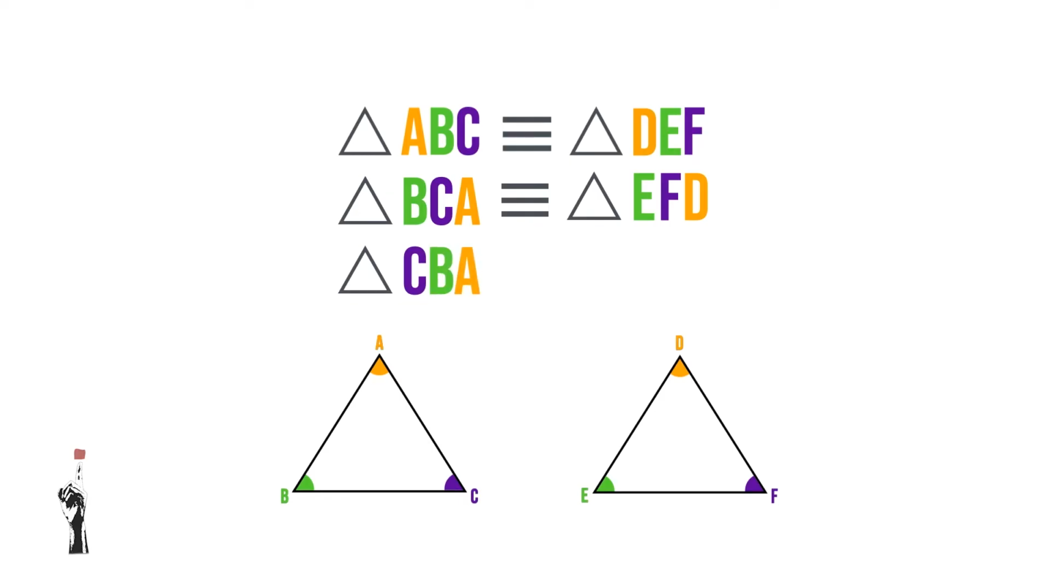CBA. If I want to say triangle CBA is congruent to the other triangle, once again the order matters. Since angle C and F are the same size and C is written first, F must be written first. B is in the middle and the same size as E, so E must be in the middle. A is written last and the same size as D, therefore D must also be written last.